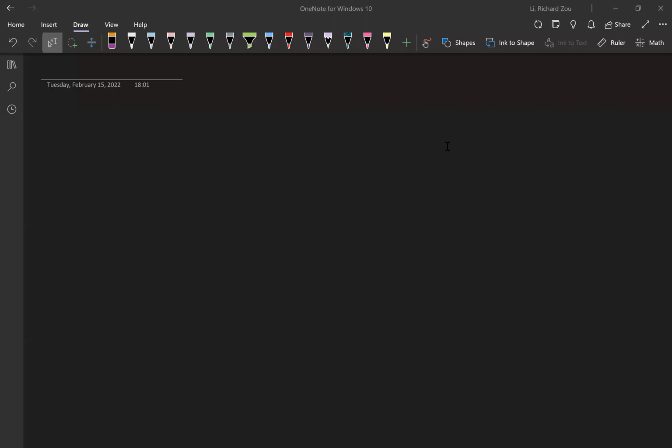Record on this computer? Okay, cool. Hopefully I can figure out how to access it later, but yes, there we go. It should be recording now.